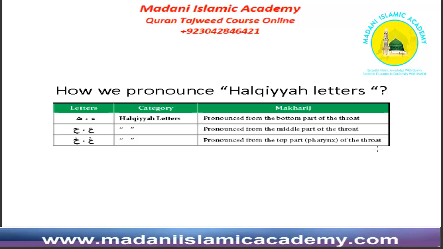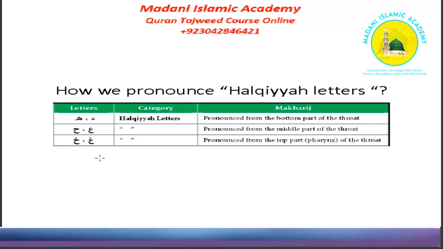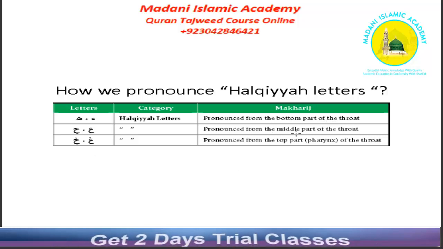I repeat, halqiya letters: hamza and ha are pronounced from the bottom part of the throat. Ain and ha are pronounced from the middle part of the throat. And ghain and kha are pronounced from the top part of the throat.